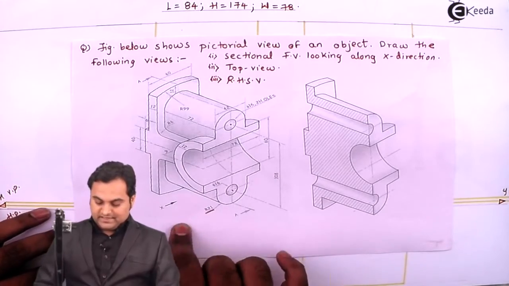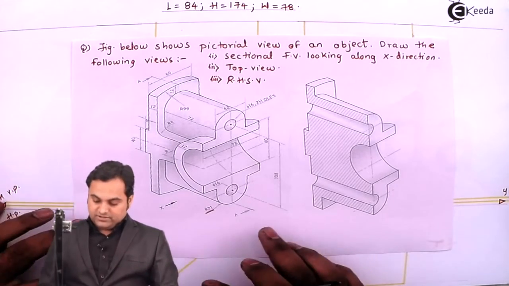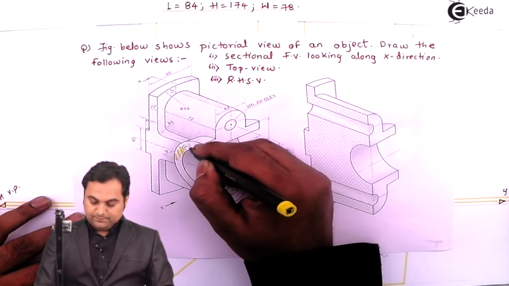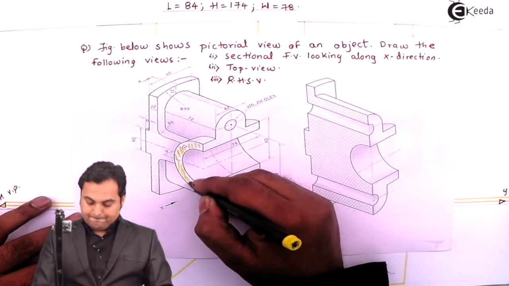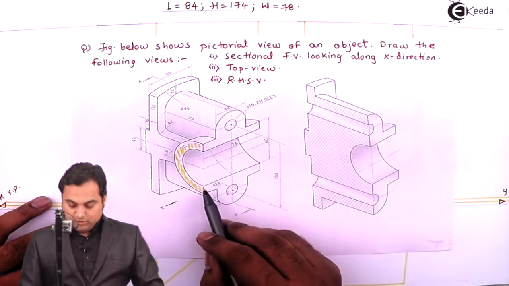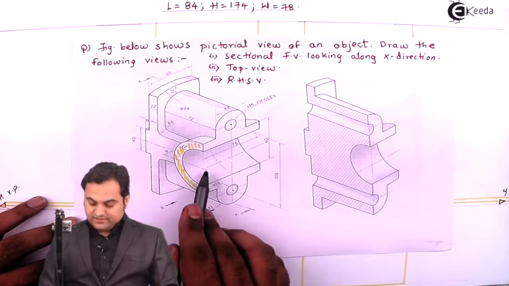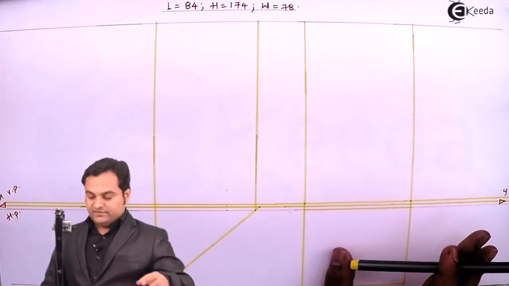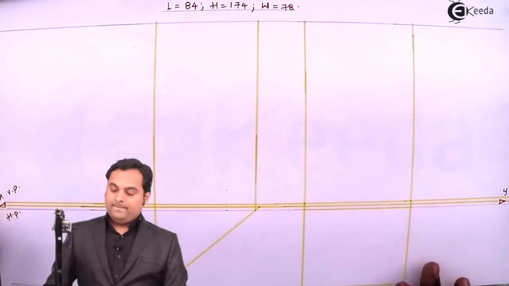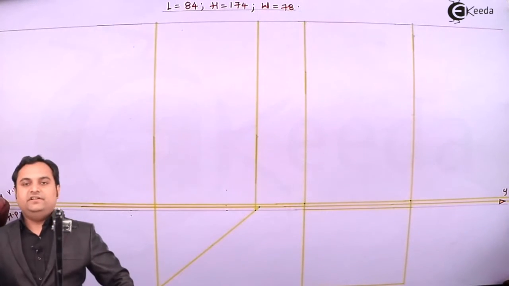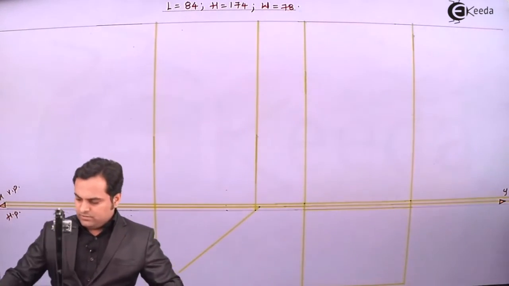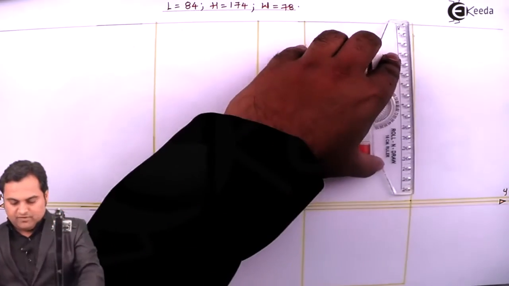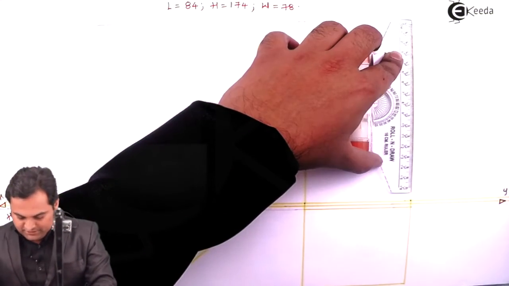Now looking along X direction, that is the front view. First thing which is visible to me is this semicircular part. The center of it is located exactly at the center of the height. So what I'll do here is, the height is 174, so I'll take half of that. I'll mark the half of height, that is half of 174, which is 87 mm.